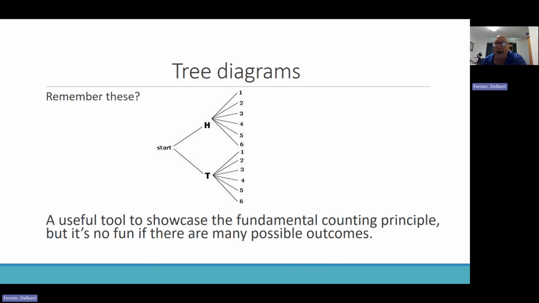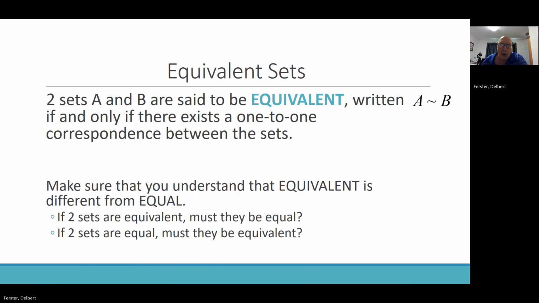Some of you remember tree diagrams from back in the day. The first event here seems to be tossing a coin, where you get a head or a tail, and then it looks like somebody threw a die, and you could get anything from a 1 to a 6. This lists all of the possible outcomes. It's a really cool visual, but it can be painful if the events have a lot of possible outcomes.